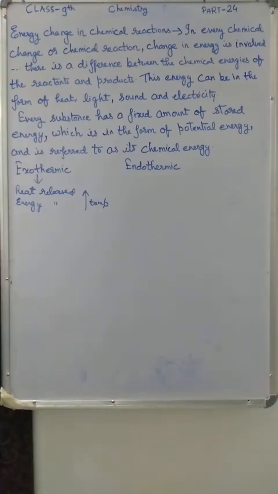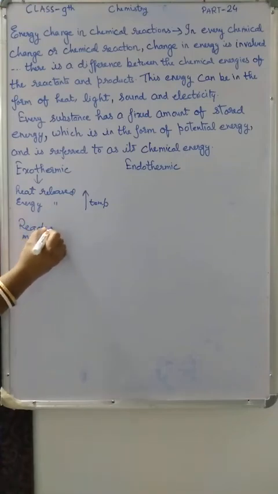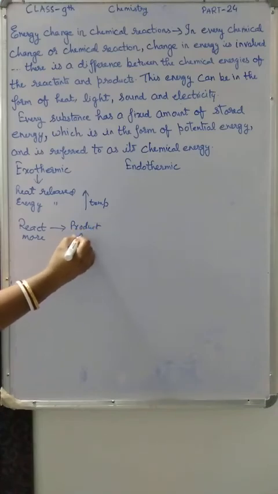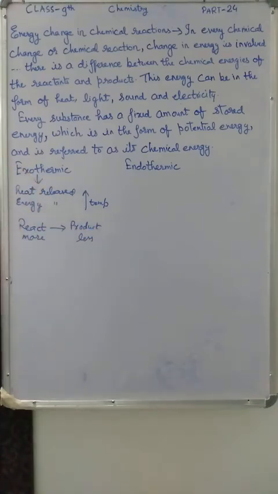In an exothermic reaction, the total energy content of the reactant is more than that of the product. Always remember that in an exothermic reaction, the total energy of the reactant side is always more in comparison to the product side. So this is called an exothermic reaction.